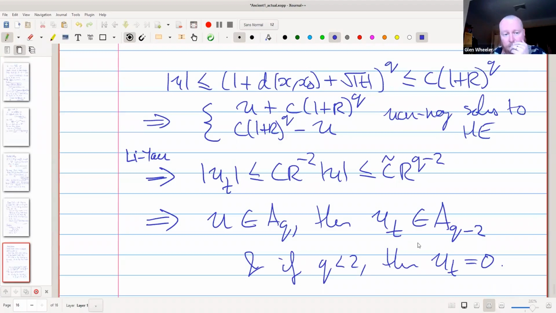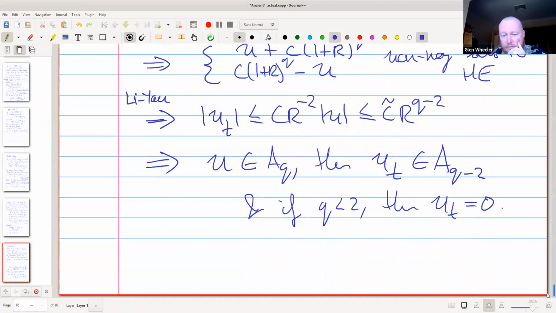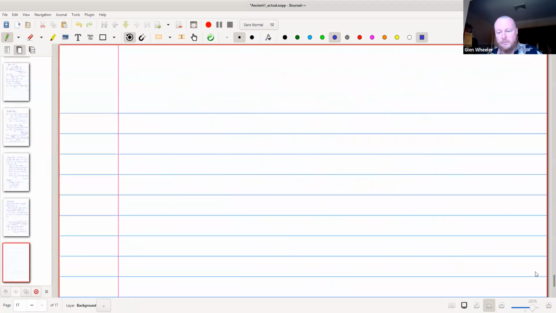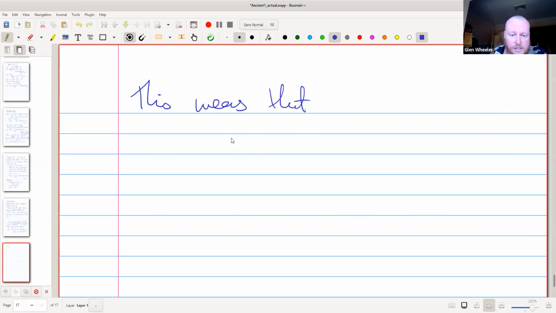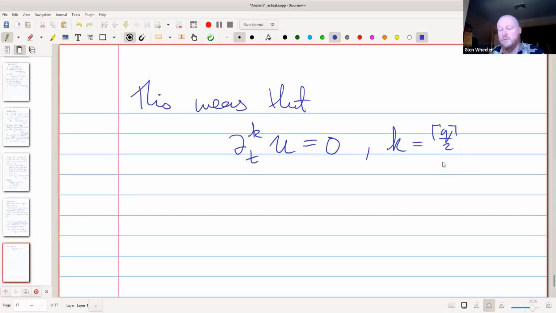All right. So now you apply this to an increasing number of time derivatives of u, and what you find is that if you differentiate in time enough, you get 0. And how much is enough? Well, it just depends on the polynomial growth that you were given before, the q, and you just divide by 2, because every time you differentiate in time, you subtract 2 from the order. So what this means is that as a function of time, u is polynomial.